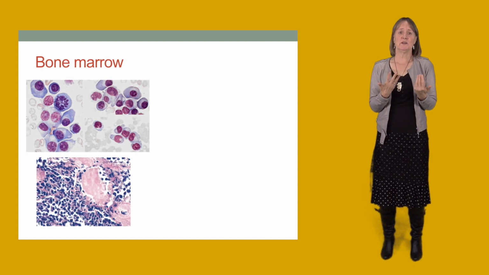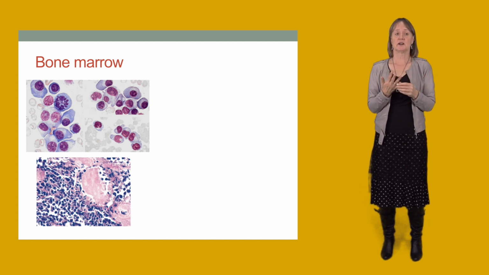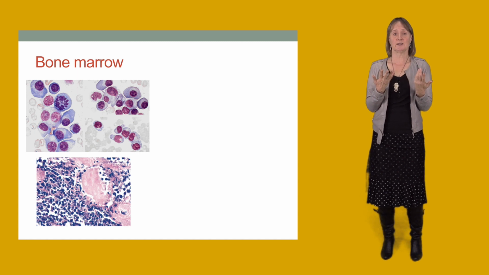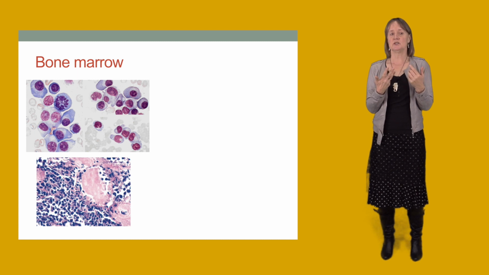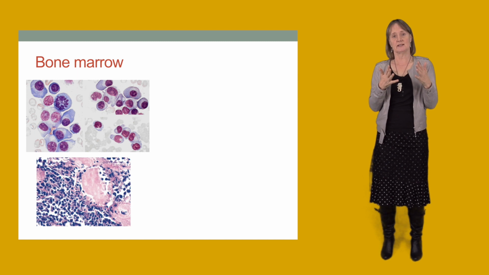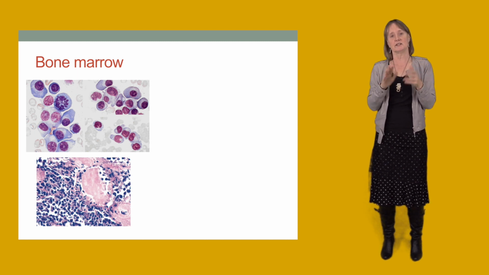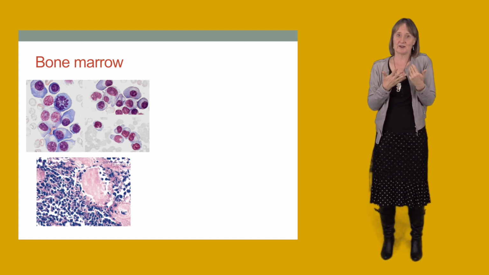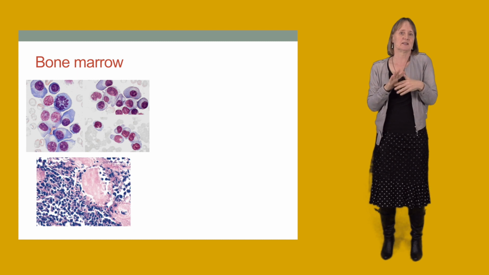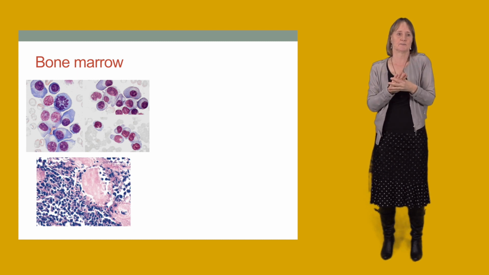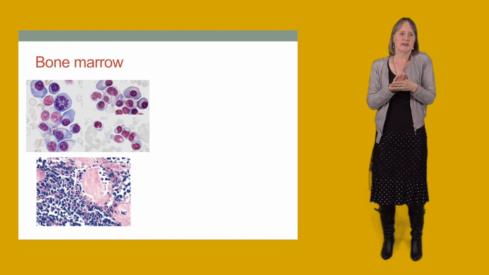So this slide shows you what we see when we have a look at the bone marrow. The top three pictures are different bone marrows, all showing increased plasma cells. So these are the cells with the nucleus at one side of the cell, with blue cytoplasm and a pale area just outside the nucleus, which is sometimes referred to as a paranuclear hof, and that's where the Golgi apparatus is. And that's a very characteristic appearance of plasma cells.